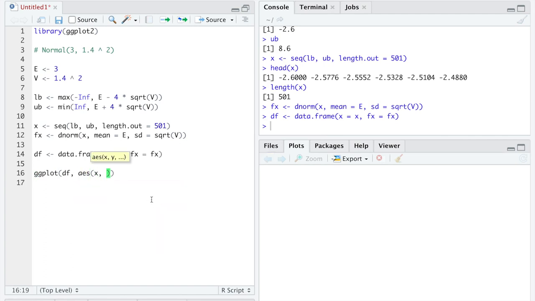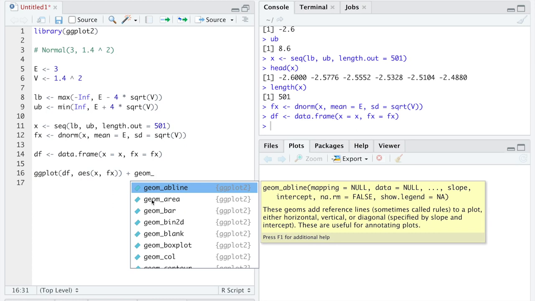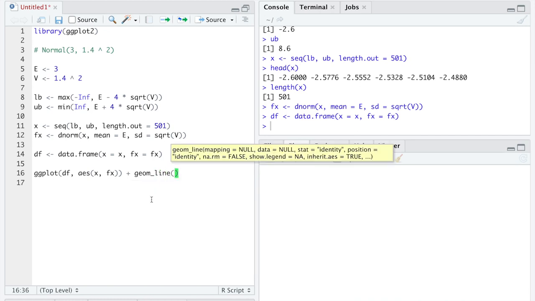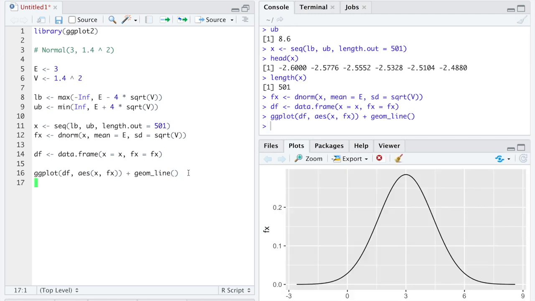where we put x on the x-axis, fx on the y-axis, and here, because we now have a distribution with infinite support, instead of using geom_point, we will use geom_line to appropriately represent the smooth function that this density should take on. And there you have it. A normal distribution with mean 3 and standard deviation of 1.4 plotted in R using ggplot2.